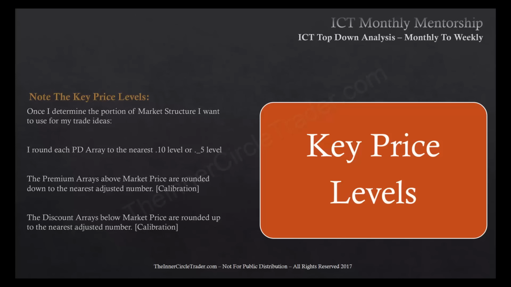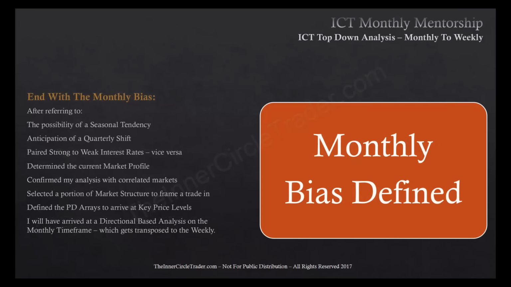Okay, again, I want that low-hanging fruit, the nearest objective. And once I do that, what I end up having is the actual key price levels from a monthly standpoint. So those monthly levels, now they've been calibrated, they've been supported with the institutional mindset of a PD array matrix, discounted premium, and now I have a directional bias because of all the factors we went through in this process.